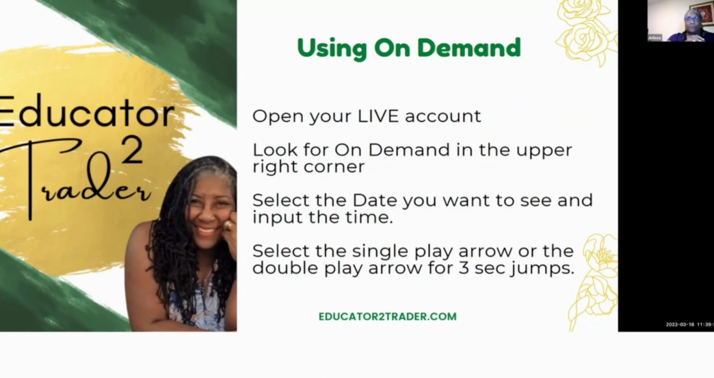Select the date you want to see, and then input the time of the day, right? Then you're going to select the single play arrow, which will play at regular time. The seconds go as per second. Or you can do the double play, the 2 play arrows, and that shows 3-second jumps. So time moves a little bit faster. Questions about finding on demand?